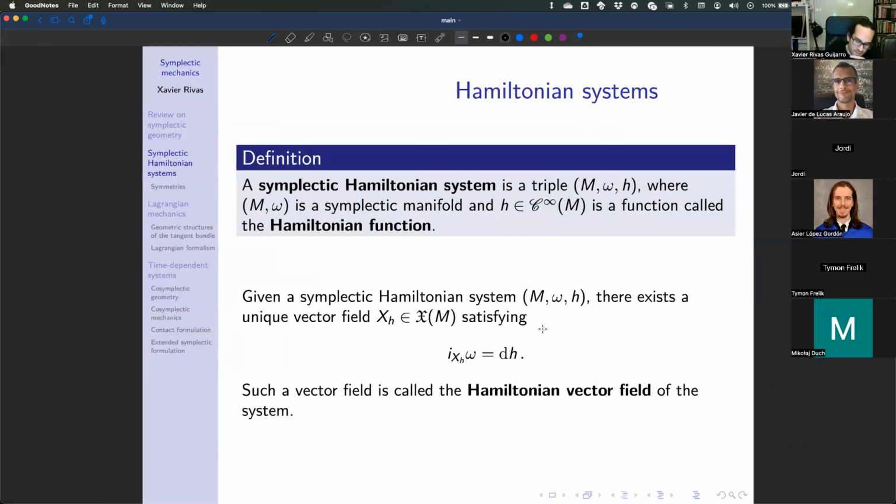So what is a symplectic Hamiltonian system? A symplectic Hamiltonian system is just a symplectic manifold with a Hamiltonian function. And of course, given a symplectic Hamiltonian system, we have a unique vector field satisfying this equation here. This vector field is called the Hamiltonian vector field of the system.